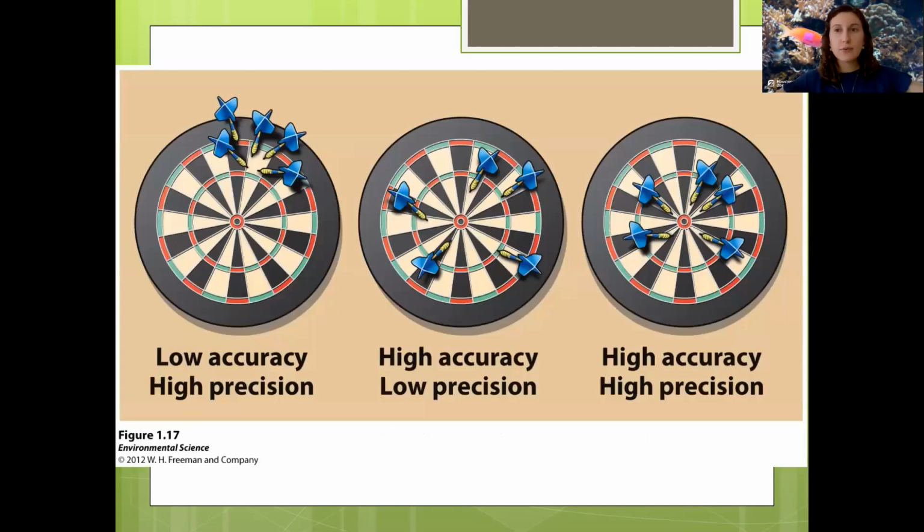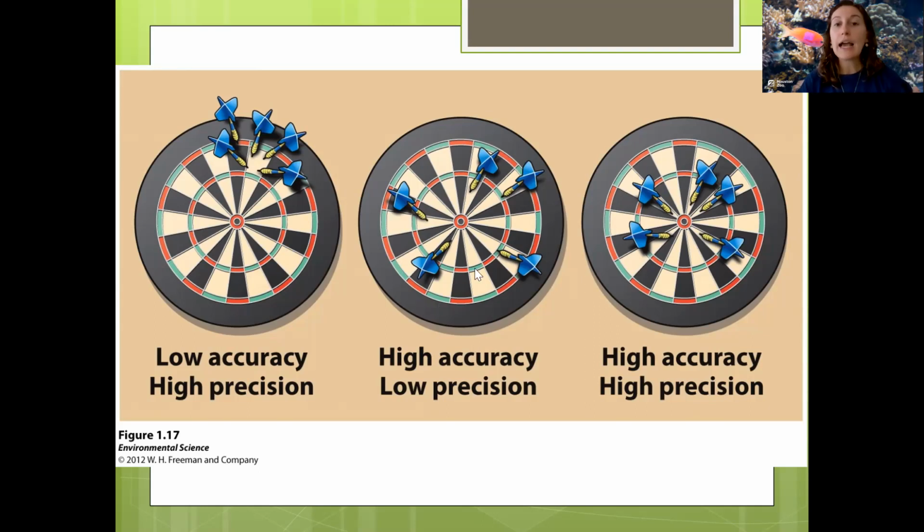So a good way to visualize and try to differentiate between accuracy and precision, we can think of a dartboard. This one on the left, not very accurate throws, right? If I'm trying to get to the bullseye, these darts are way out of there. They're not where they're supposed to be, but they were very precise. Every time I threw those darts, they all got in the same area. So this is very precise, even if it's not very accurate.